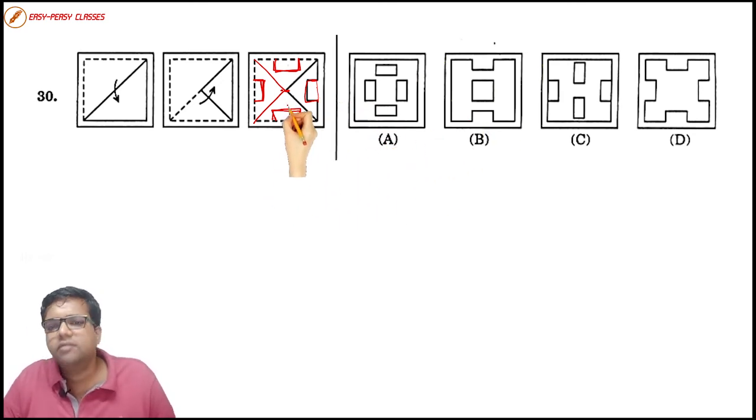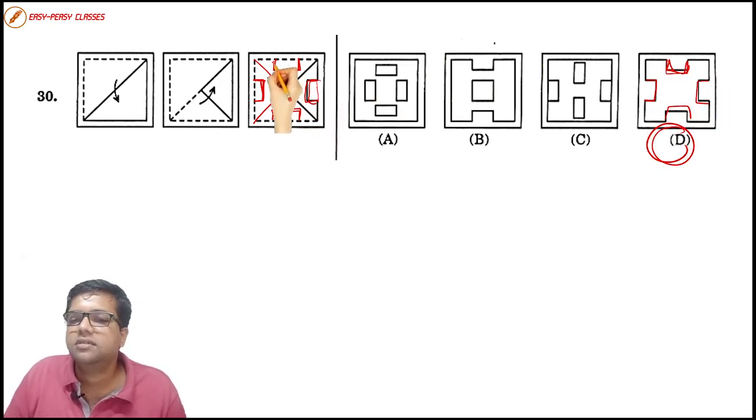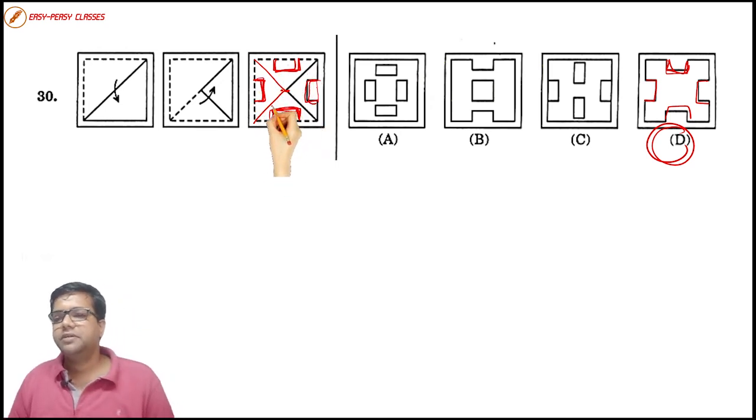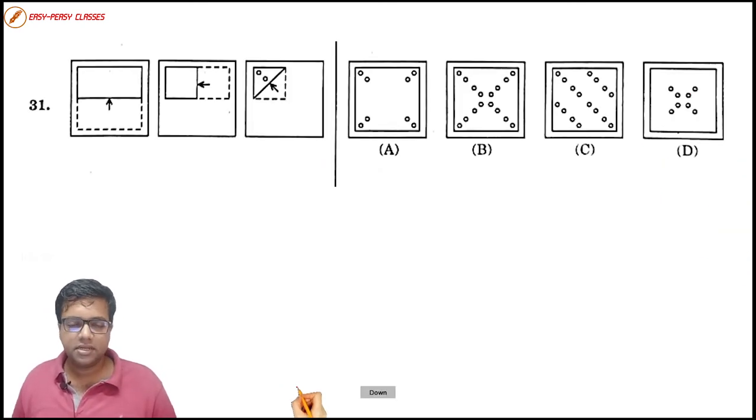So where do we have such a kind of figure which resembles this drawn answer figure? We have it in option number D. See, we have the cuts over the sides, just as we drew in our question figure. So option number D becomes the right answer. Let us move on further to the question 31.